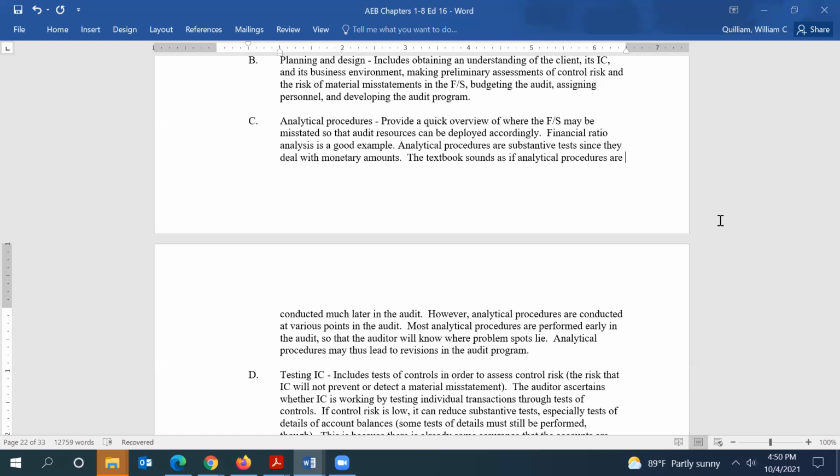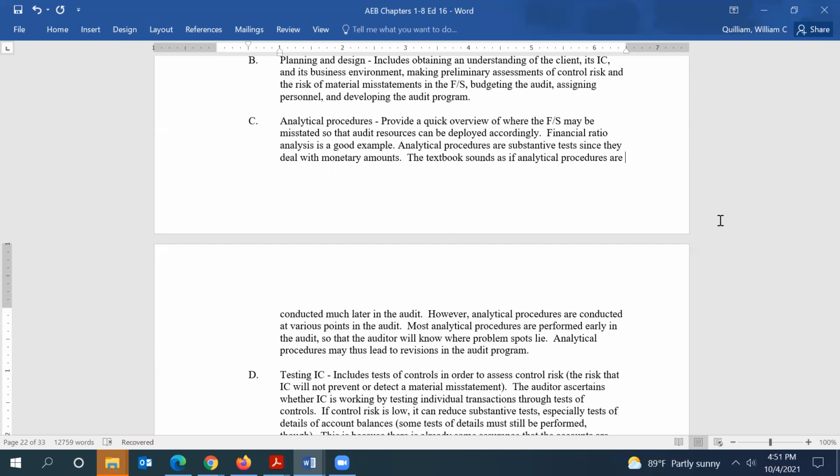By the way, the textbook sounds as if analytical procedures are conducted much later in the audit. However, analytical procedures are actually conducted at various points in the audit. Most analytical procedures are performed early in the audit so that the auditor is going to know where problem spots lie. And analytical procedures may thus lead to revisions to the audit program.